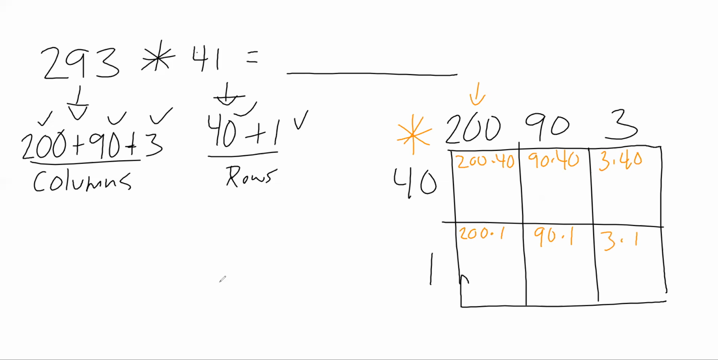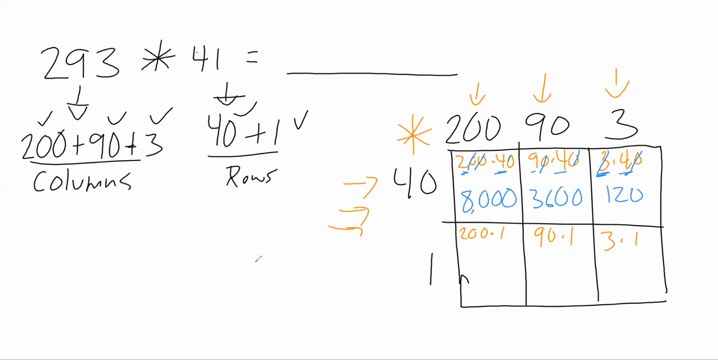Again, I'm multiplying my columns by my rows. Columns by rows. Columns by rows. Okay, so let's just solve that out. 2 times 4 is 8. 1, 2, 3 zeros in my answer. 9 times 4, 36. 1, 2, 1, 2. 3 times 4 is 12. 1, 0, 1, 0. 1 times any number is that number. So there's my identity. That was helpful.